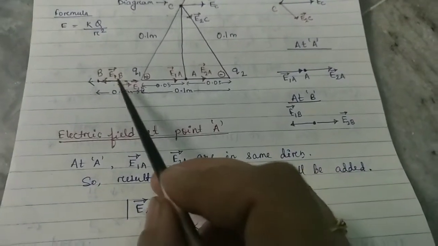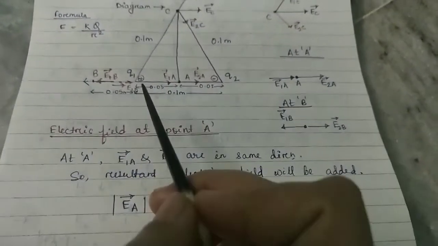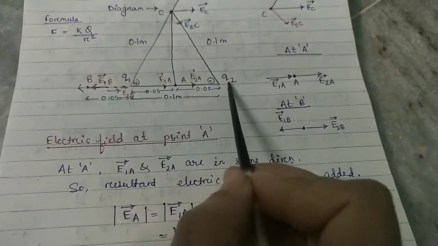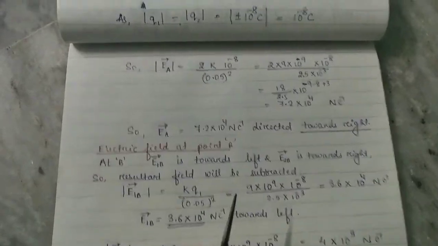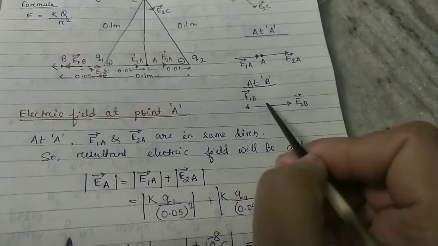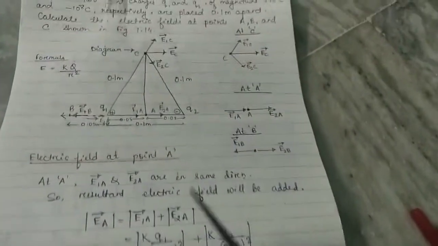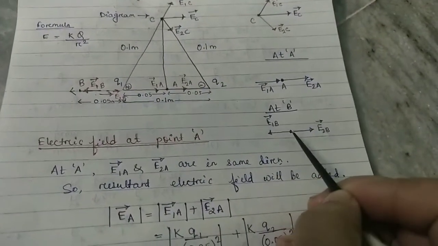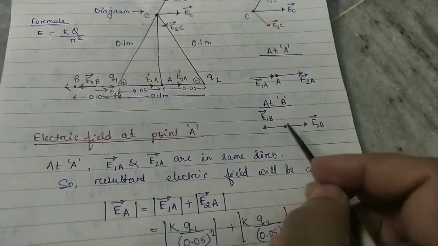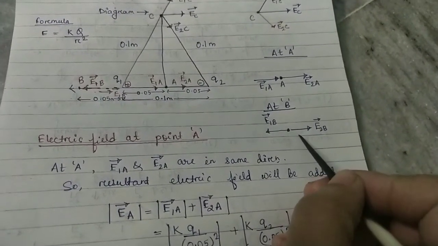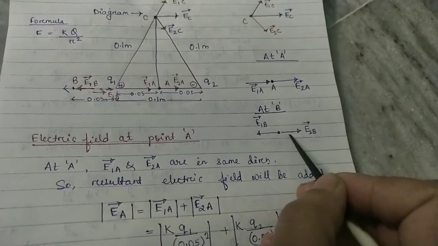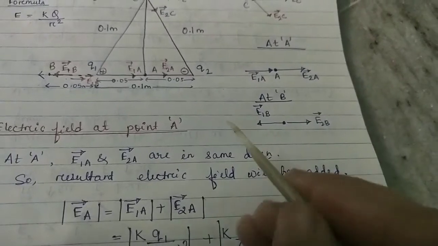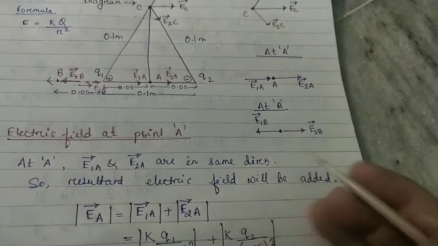So here the distances will change, but the magnitude of the charge, that is Q1 and Q2, will remain the same. So at point B, the resultant field will be subtracted. At point B, one is left, one is right, so it will be subtracted. But we have to know which field will be subtracted from which field. That means which field is greater and which is smaller, so that we can subtract the magnitude of the smaller field from the magnitude of the greater field.